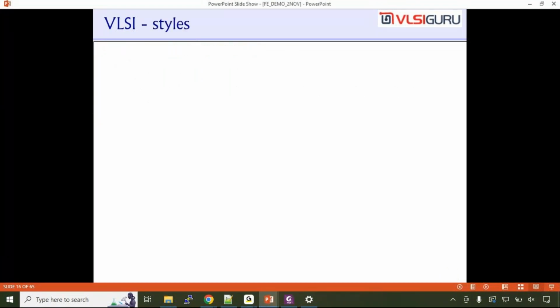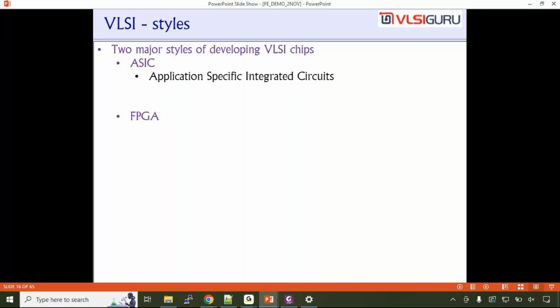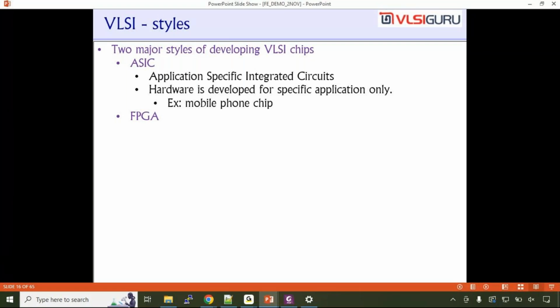This process of hardware development can be done in two major styles. There are two major styles of developing VLSI chips. One is ASIC, one is FPGA. ASIC stands for application specific integrated circuits, where hardware is developed for a specific application only. Example, a mobile phone chip. FPGA stands for field programmable gate array.